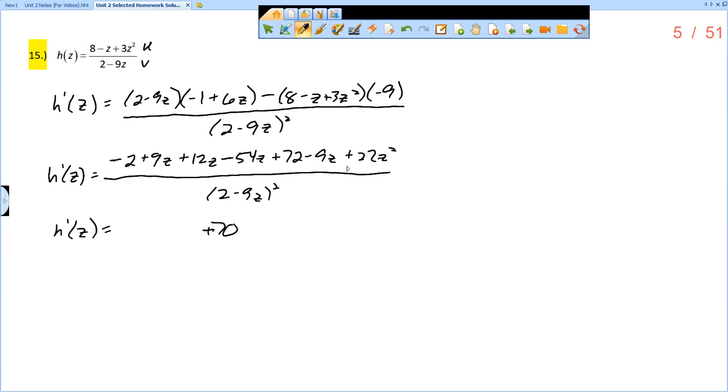So I've got a 27z squared, and this should have been a 54z squared, right? So I've got negative 54 plus 27 is a negative 27z squared, all right? And then I've got positive 9z, 12z, so 21z minus 9z, so plus 12z. All right, all of that divided by 2 minus 9z squared.